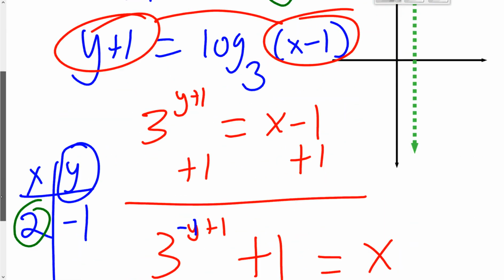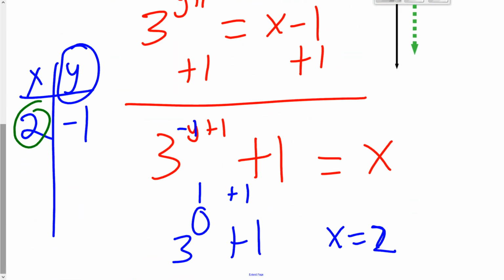Okay, what's another good y to pick? How about a different y than negative 1? How about a y of 0, the next one up? So 0 plus 1.